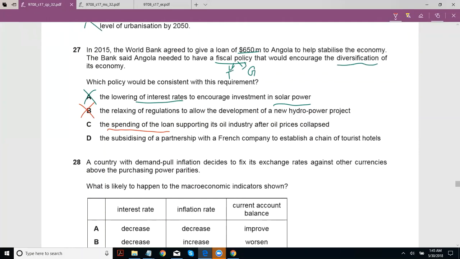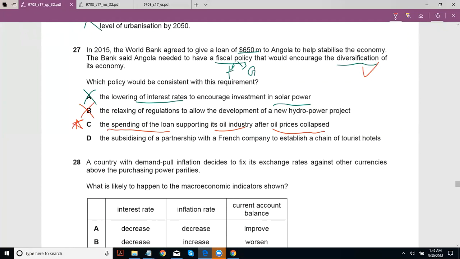I'm not too sure if this is encouraging diversification, because they're just helping the same industry, helping the oil industry. So I don't know. Let's keep this on hold for a second. The subsidizing of a partnership with a French company to establish a chain of tourist hotels.